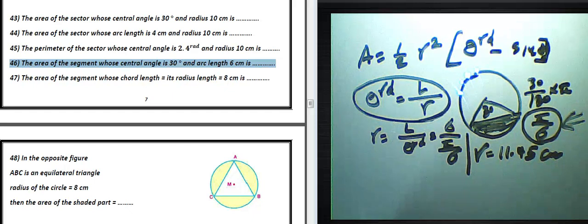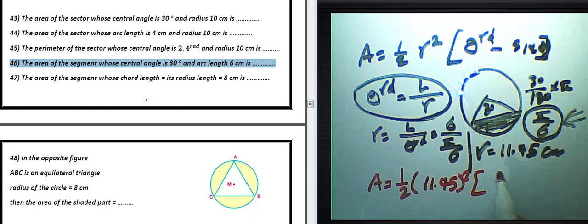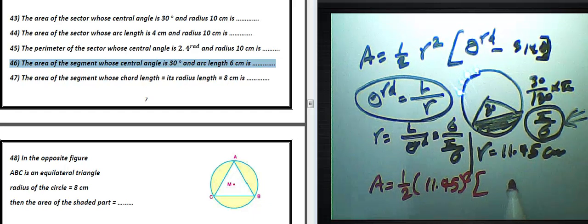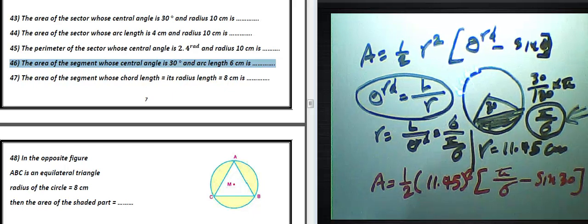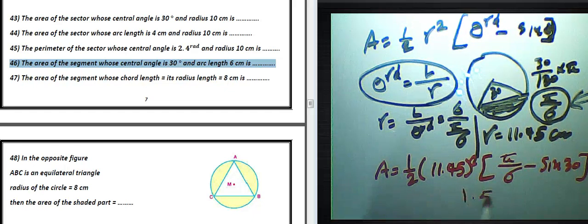About the area, area equals half multiplied by r squared, 11.45 squared, multiplied by theta in radians, pi over 6, minus sine 30, and you can get the result by using a calculator. It will be 1.54 square centimeters. Okay, my students, understood?